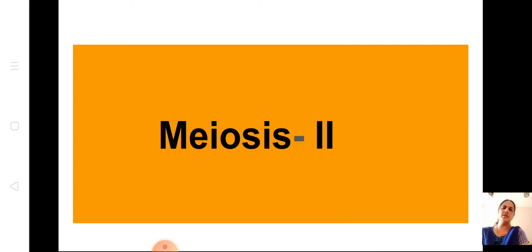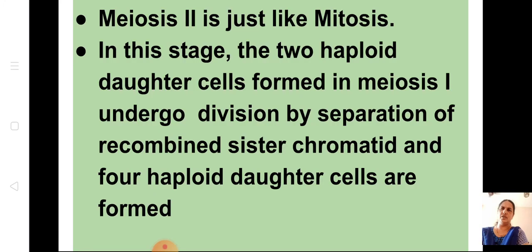In meiosis 2, the 2 daughter cells which were formed in meiosis 1 will take part in the cell division. In this stage, the 2 haploid daughter cells formed in meiosis 1 undergo division by separation of recombined sister chromatids. Already the sister chromatids are together. They are going to separate now, and 4 haploid daughter cells are formed. So, they are already in pairs. Then again there is separation of the sister chromatids. After that, you can see that there are 4 pairs, 2 pairs here, and that will divide, and you will get 4 haploid daughter cells at the end.